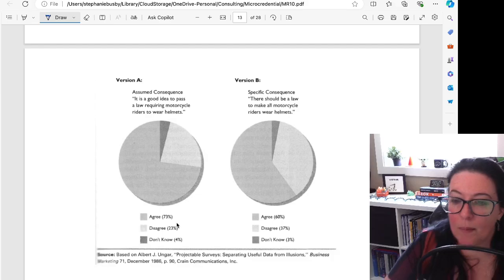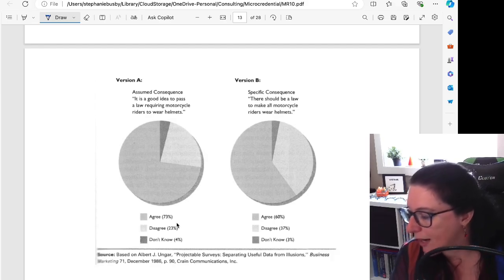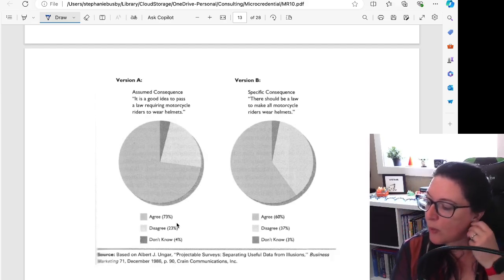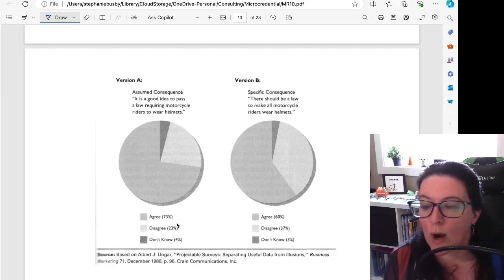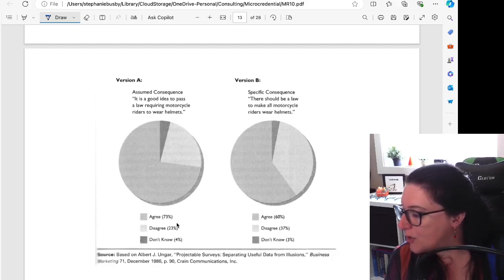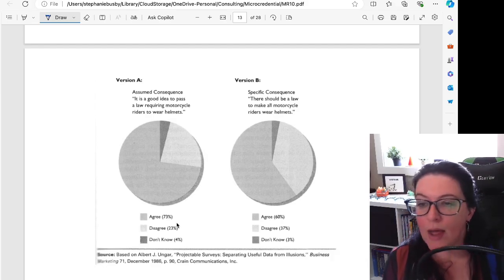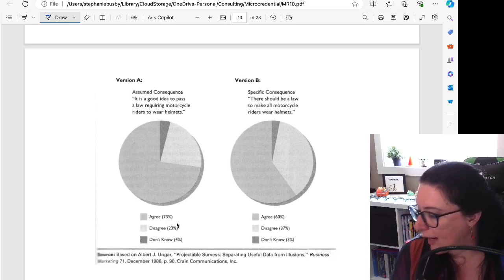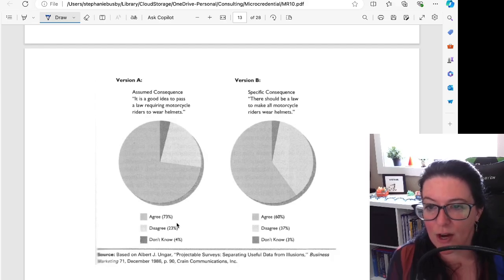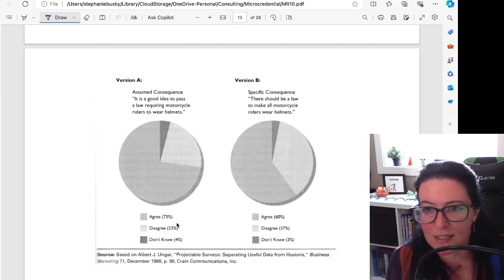In this particular example, in version A, it's a good idea to pass a law requiring motorcycle riders to wear helmets. When the wording was this way, we found that 73% agreed. Whereas when the question was worded, there should be a law to make all motorcycle riders wear helmets, the agreement was down to 60%. So notice that change in wording: much stronger language, instead of it's a good idea, there should be. That stronger language changes it.